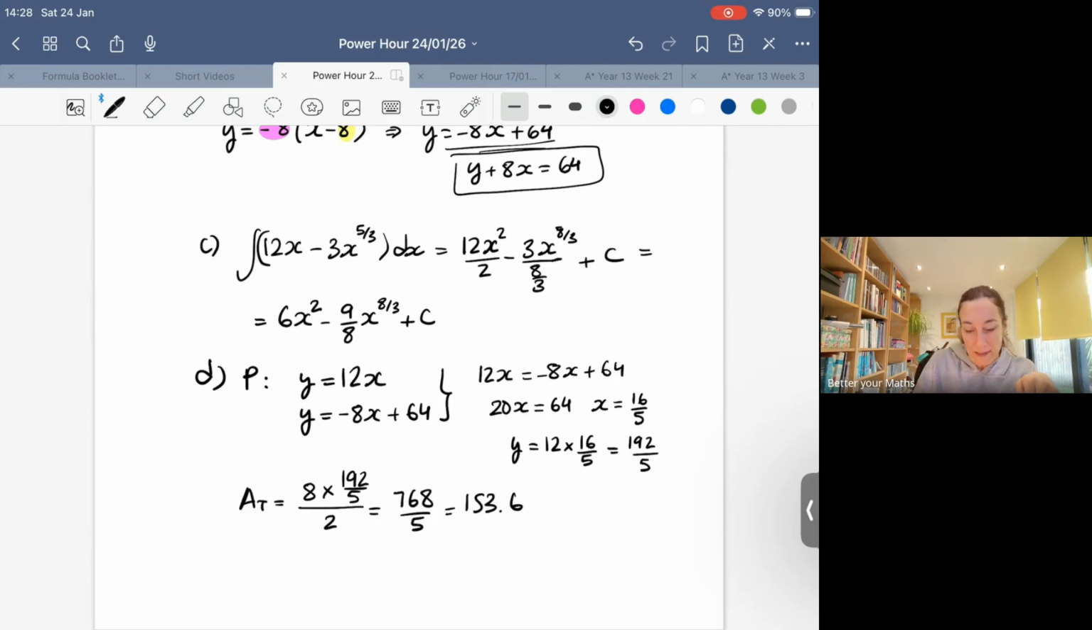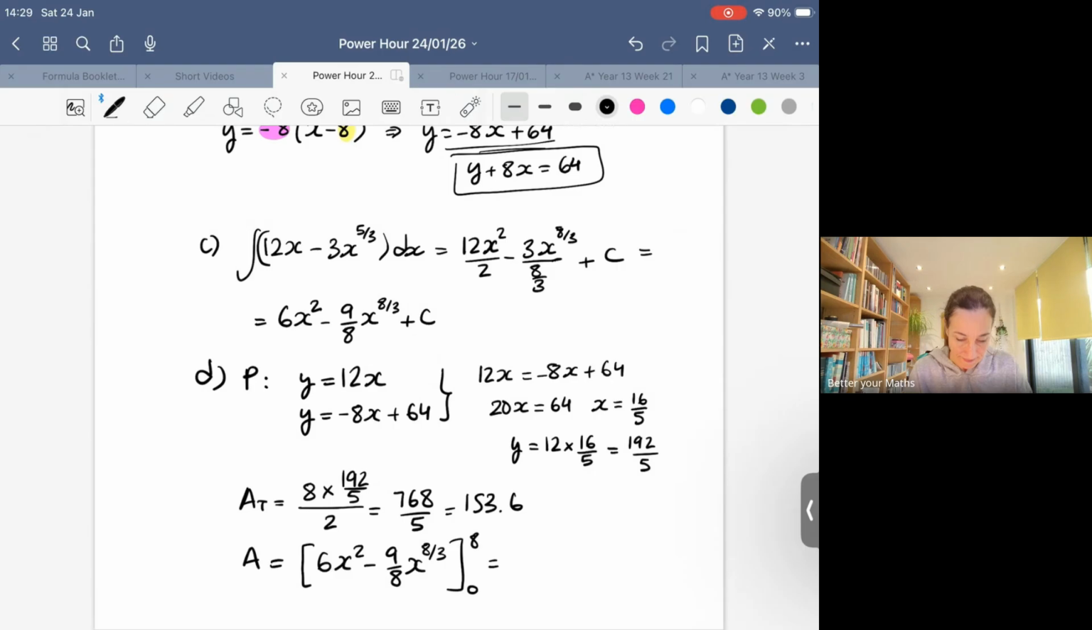What is the area under the graph? Is this integral, but between 0 and 8. So we are not going to integrate again because we have integrated before. We are just going to apply the limits. So the area under the curve is going to be 6x squared minus 9/8 x to the 8/3. I'm going to eliminate the c because we don't need it between 0 and 8. We don't need it because we are going to add it and subtract it, so it's going to be gone. We substitute the 8 and then the 0 is going to be 0.